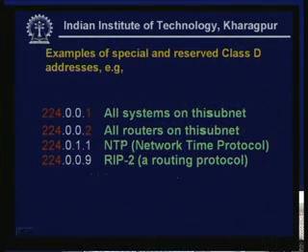For example, special reserved class D addresses, some examples: 224.0.0.1, this really means all systems on this subnet. 224.0.0.2, all routers on this subnet. 224.0.1.1 is for NTP, that is the Network Time Protocol, which is used for synchronizing machines. 224.0.0.9 is for RIP2, a routing protocol. So, these are some special addresses, and there are others.